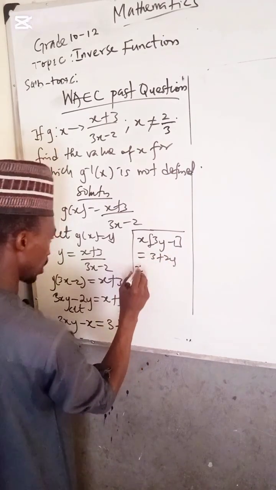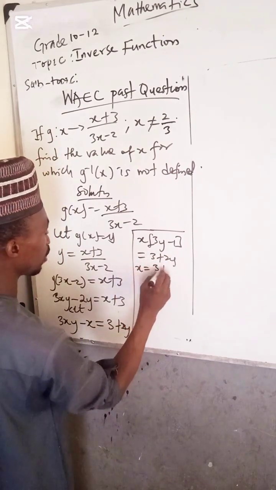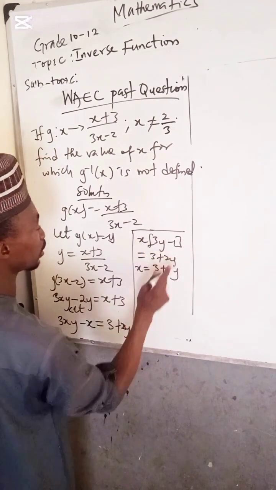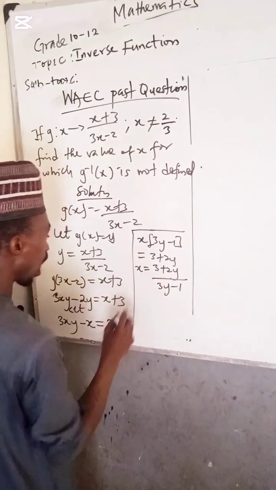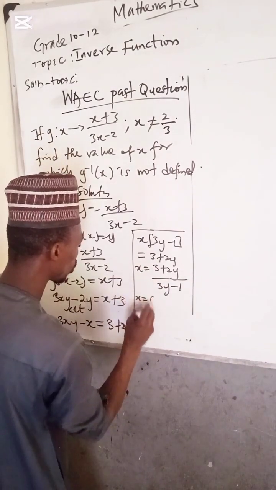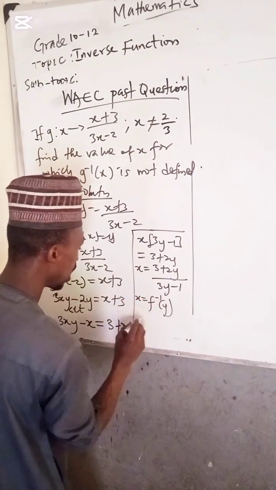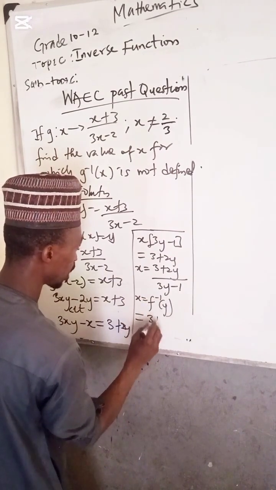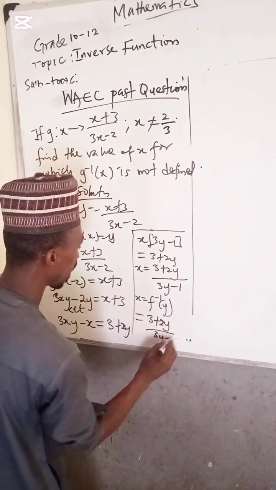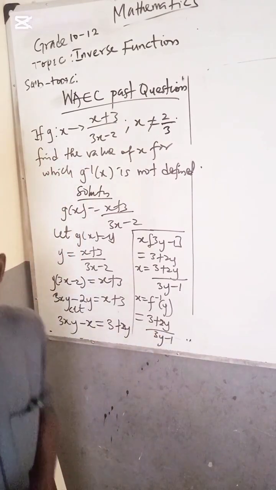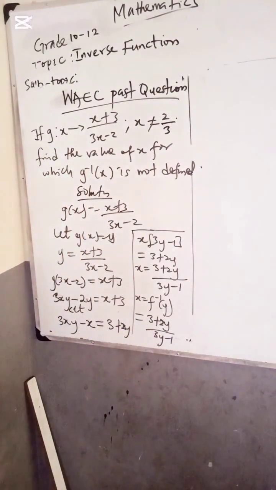So x is equal to 3 plus 2y over 3y minus 1. Now x equals f inverse of y, which is equal to 3 plus 2y over 3y minus 1. Now let's swap x for y. Let's swap x for y.